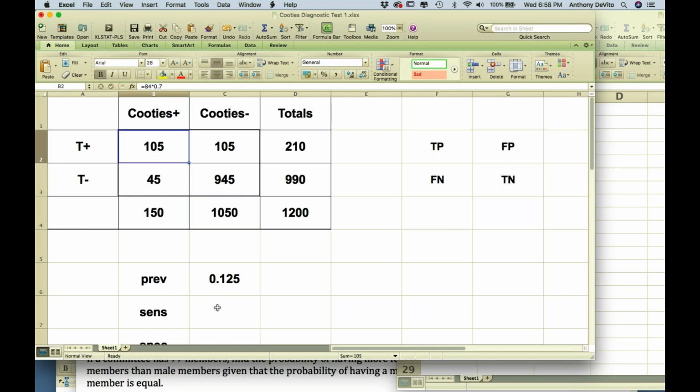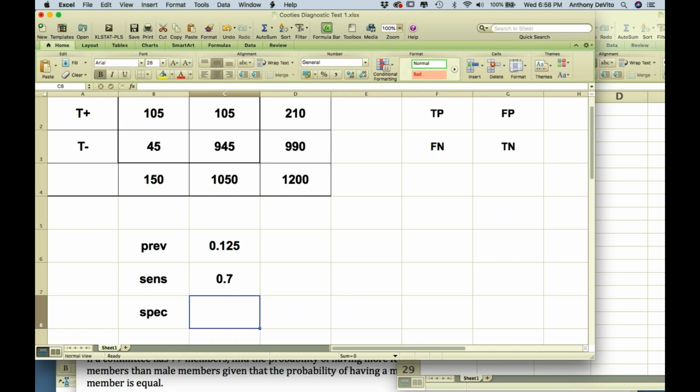So the sensitivity of the test is how good it is at identifying people who have the disease. That's equal to 105 times it got it right out of 150 people who have the disease. So the sensitivity is 70%. 70% of the time it correctly identifies people who have cooties. Well, how about the specificity?